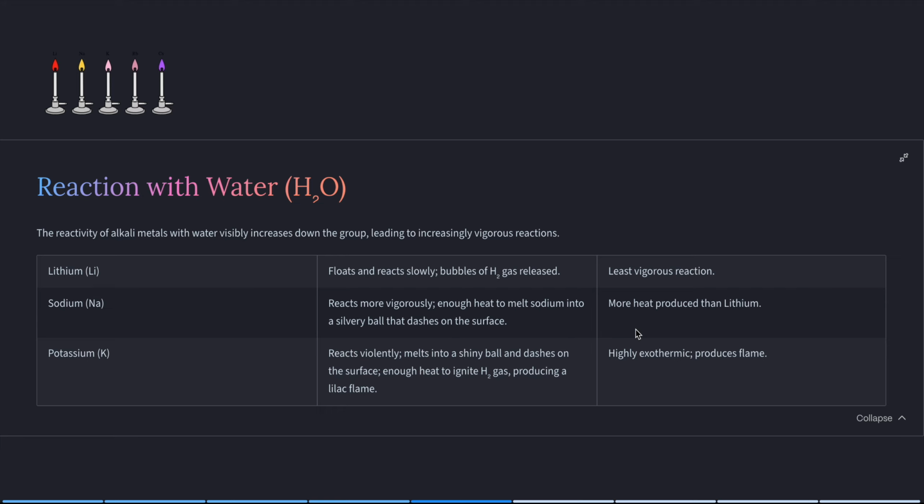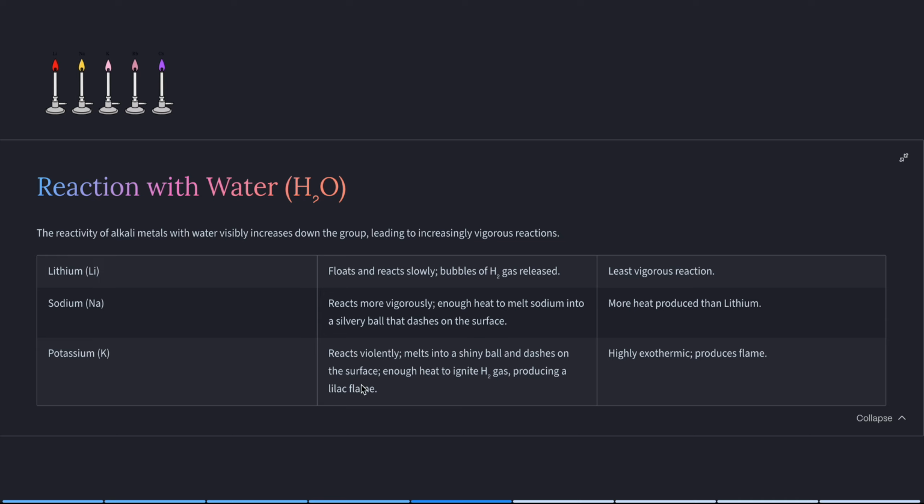When lithium reacts, it floats. Lithium floats after reacting and it reacts slowly because it's the least reactive metal. Bubbles of hydrogen gas are released and it's the least vigorous reaction. But when sodium reacts, it's more vigorous. The heat that is released is enough to melt the sodium, so in the reaction we can see a ball of metal floating on the surface because of the melted sodium. It produces more heat than lithium, and it is a little more reactive.